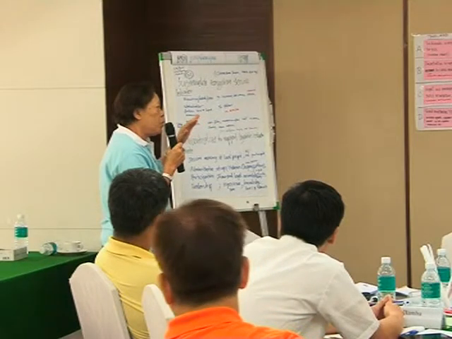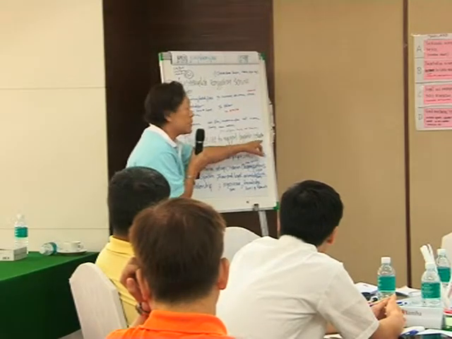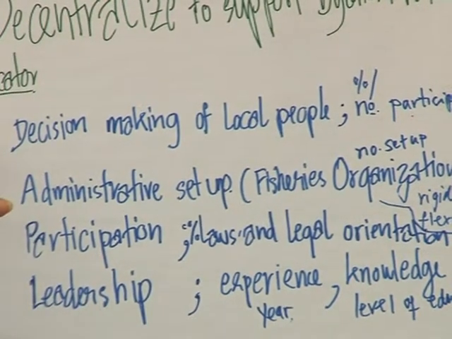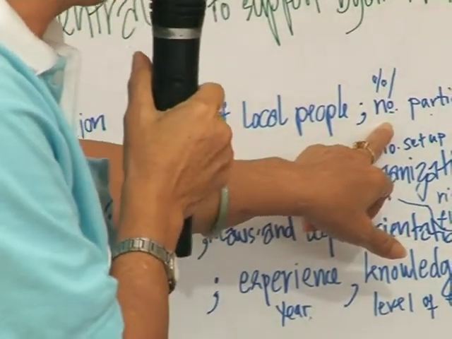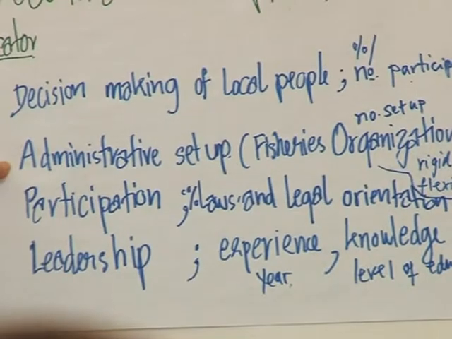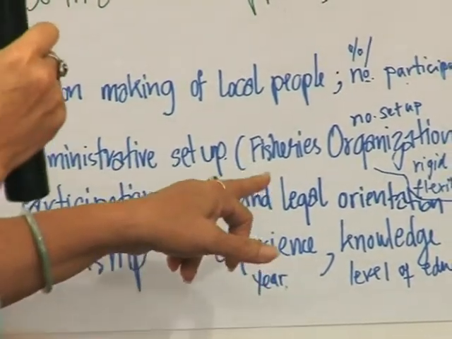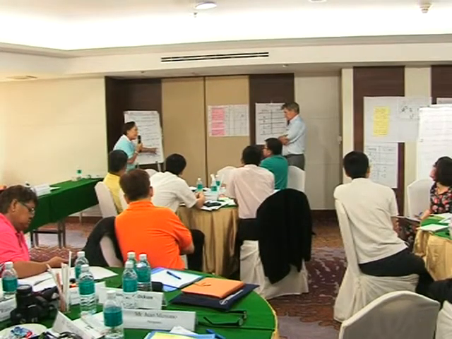For the second goal, we pick up the decentralized to support by cash reduction. This is the issue for the indicator, how we measure. We use the percentage or the number of participation. And the second one is administrative set up, that we have our plan to set up fishery, or the number of set up is the indicator.